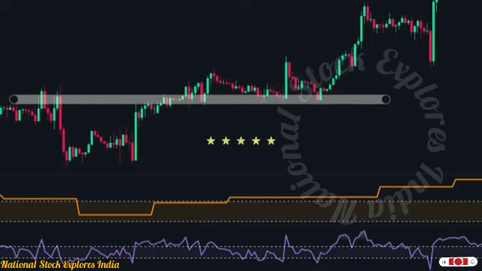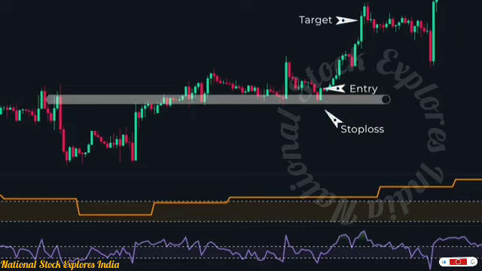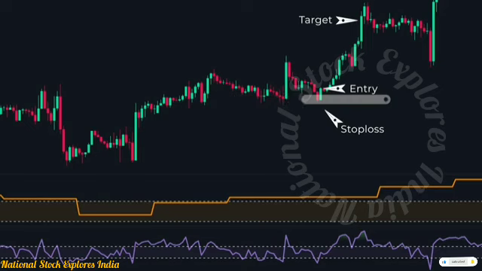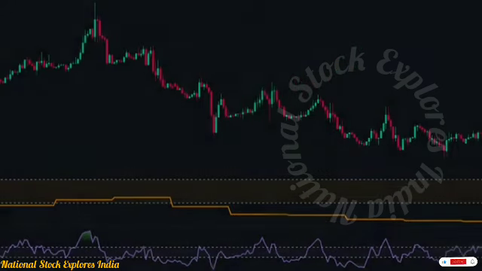This is a 5-star setup, so we enter a buy trade at the close of this candle. We keep our stop loss below the swing low and target a 2:1 risk-reward ratio. As you can see, the price achieved our targets on this trade. Now let's look at a sell trade.